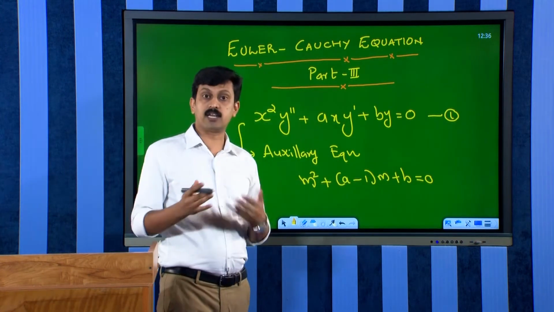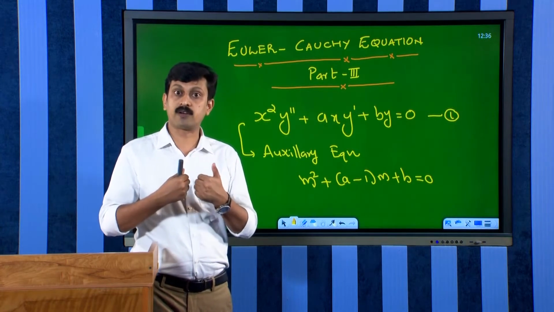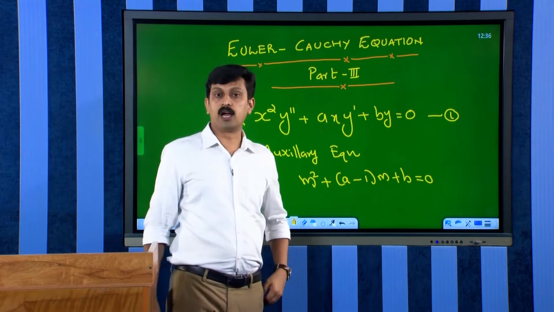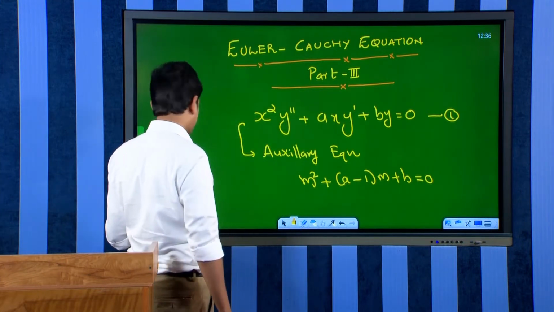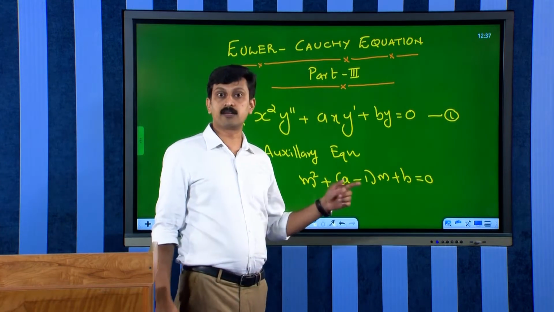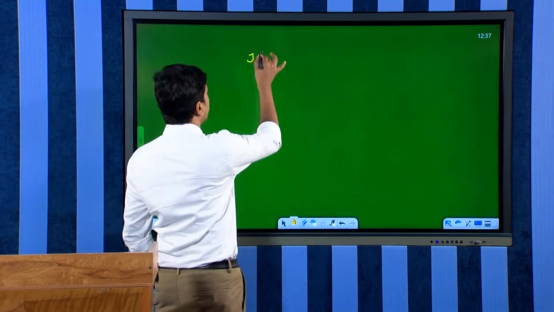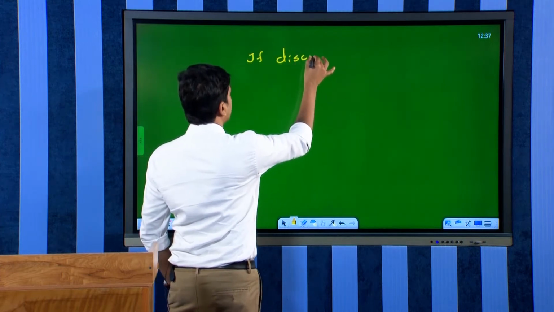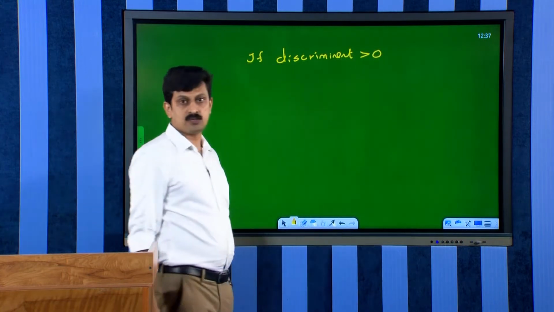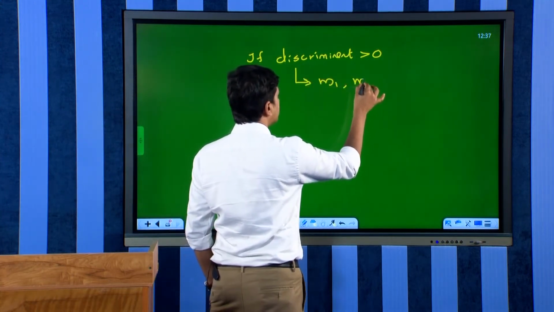As we discussed in the case of solving homogeneous linear second order differential equations with constant coefficients, here 3 cases may arise, because this is a second degree quadratic equation. The discriminant may be greater than 0. So, if the discriminant of this equation is greater than 0, there will exist 2 real and distinct roots m1 and m2.